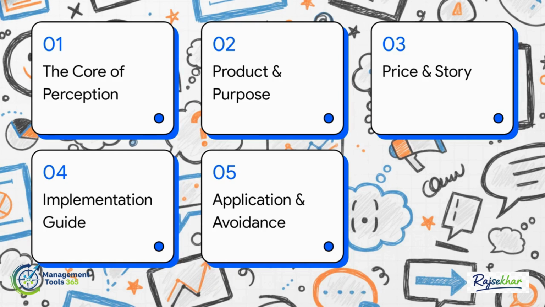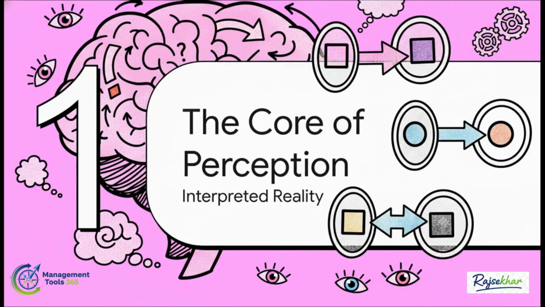So here's our game plan. First, we'll tackle the core of perception itself. Then we'll get into the nitty-gritty of framing your product and its price. After that, I'm going to give you a strategic guide for implementation, and we'll wrap it all up with real-world examples and some common pitfalls you absolutely want to avoid. First up, the core of perception.